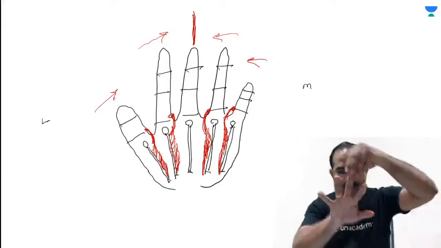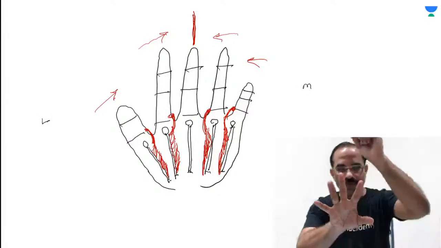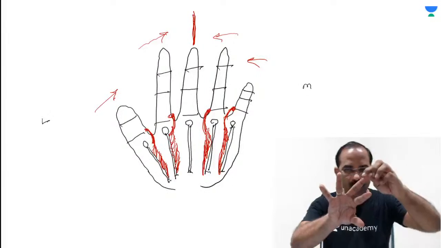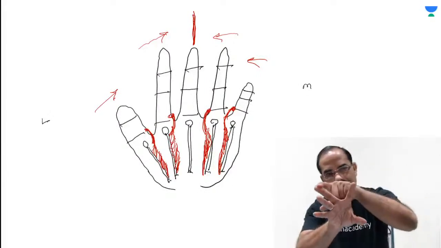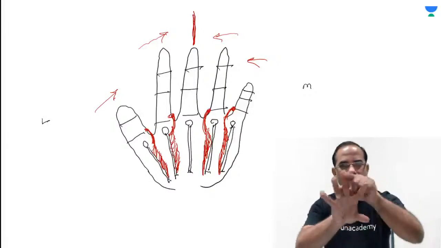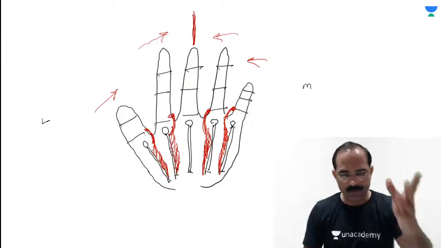Now just tell me, students, if this is adduction, for the middle finger, which is already in adducted position, what would abduction be? This would be abduction on this side and this would also be abduction. Meaning on both sides there is abduction for the middle finger. So clear, that's about the palmar interossei.